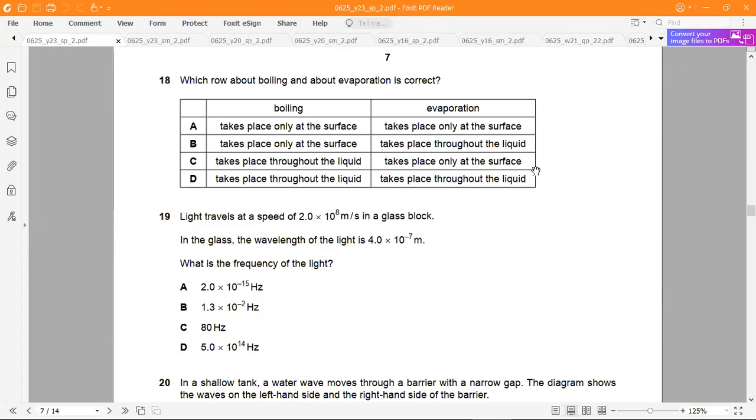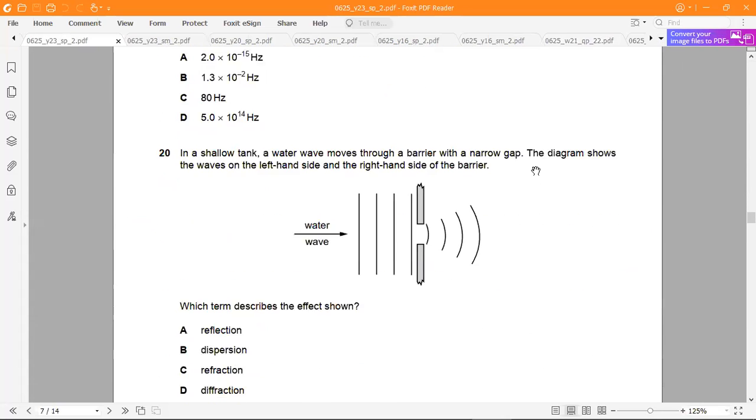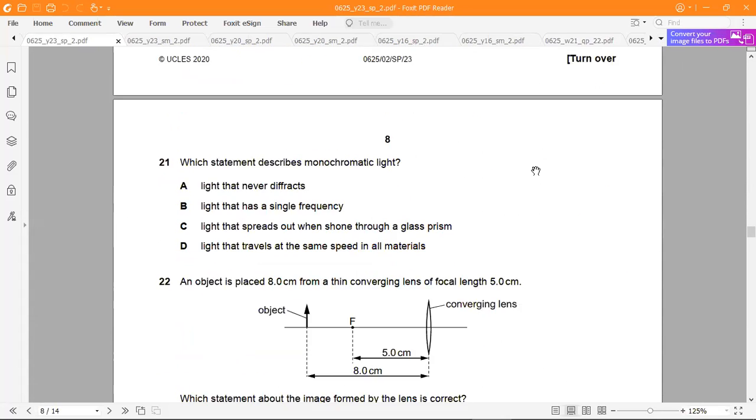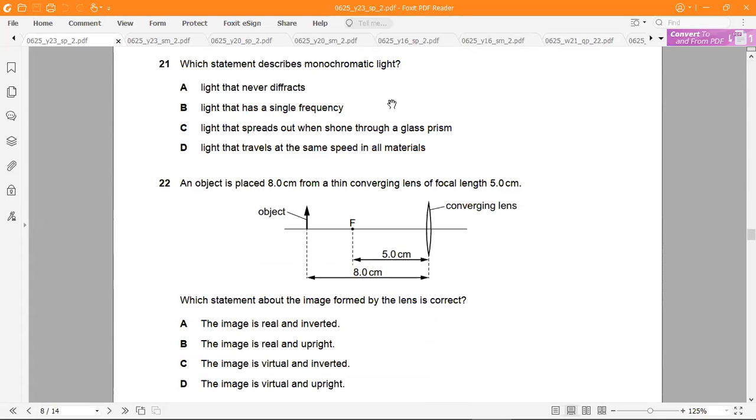We stopped at these questions, here, at question 21. We were solving this question when the meeting ended. We said: which statement describes a monochromatic light? This concept is a frequently asked question, and you have to keep it in mind.